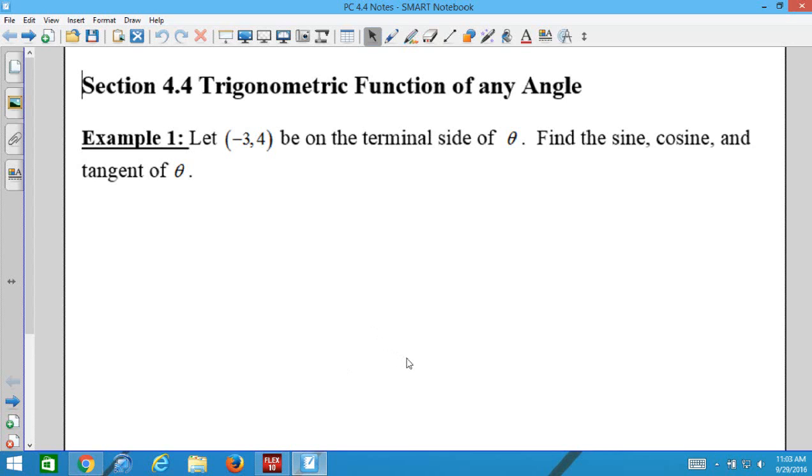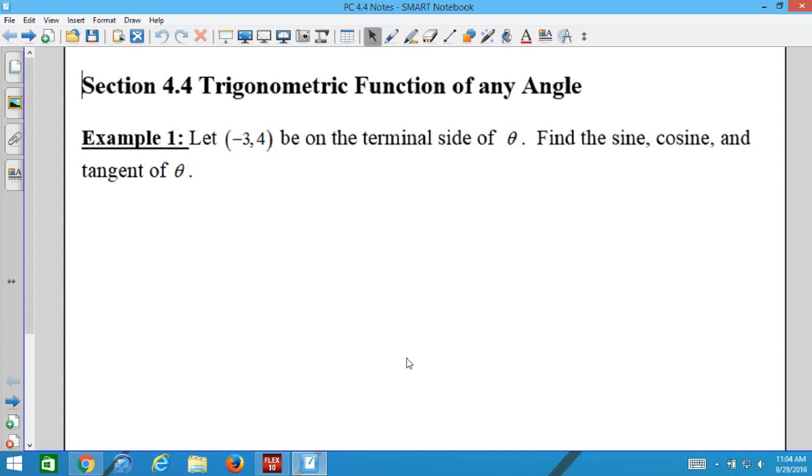It is recording. All right, first question says, let (-3, 4) be on the terminal side of theta. Find sine, cosine, and tangent of theta. So when we have an ordered pair, and we're talking about being on the terminal side, maybe where's a good place to start? X.